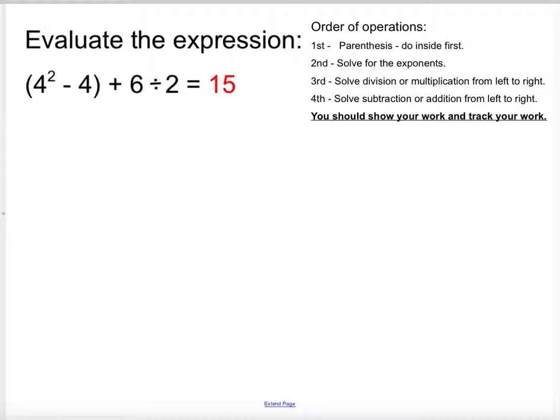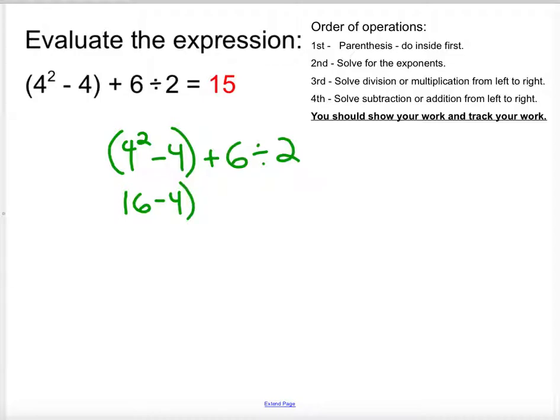Okay, here we go. Let's see if you have the same steps as I do. Remember, you can jump in as we go along. Now, our goal is to reach 15 using the order of operations with these numbers right here. So what we have here is 4 to the second minus 4 in parentheses plus 6 divided by 2. We have to do what's in parentheses first, and inside there we have an exponent of 4 to the second, which means we're going to have 16 because it's 4 times 4.